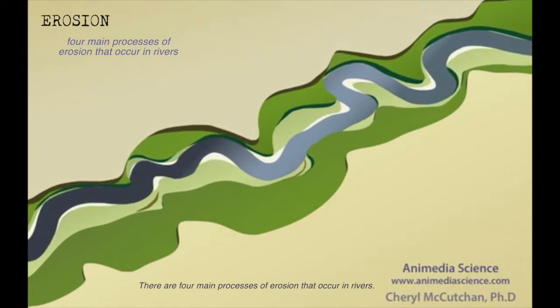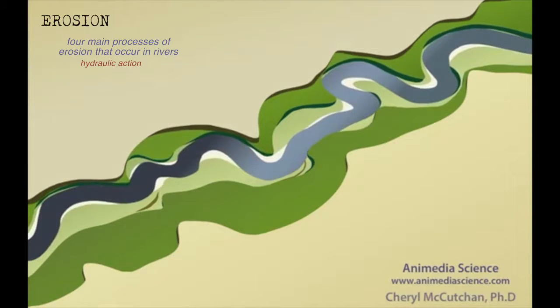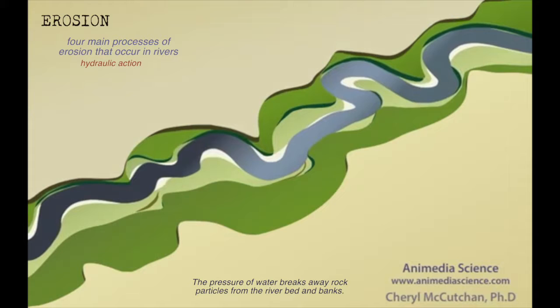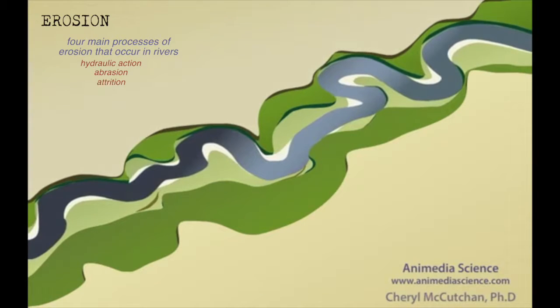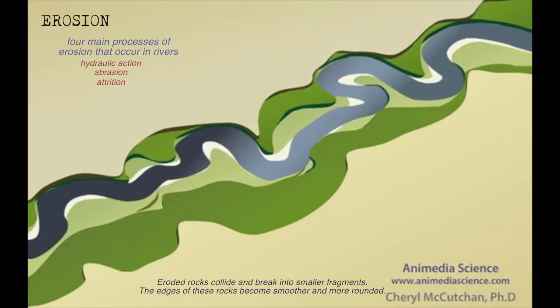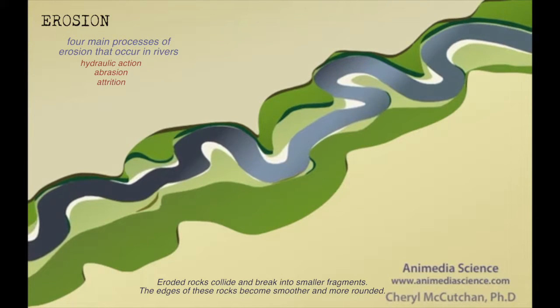There are four main processes of erosion that occur in rivers. These are hydraulic action: the pressure of water breaks away rock particles from the riverbed and banks. Abrasion: the sediment carried by a river scars the bed and banks. Attrition: eroded rocks collide and break into smaller fragments. The edges of these rocks become smoother and more rounded.